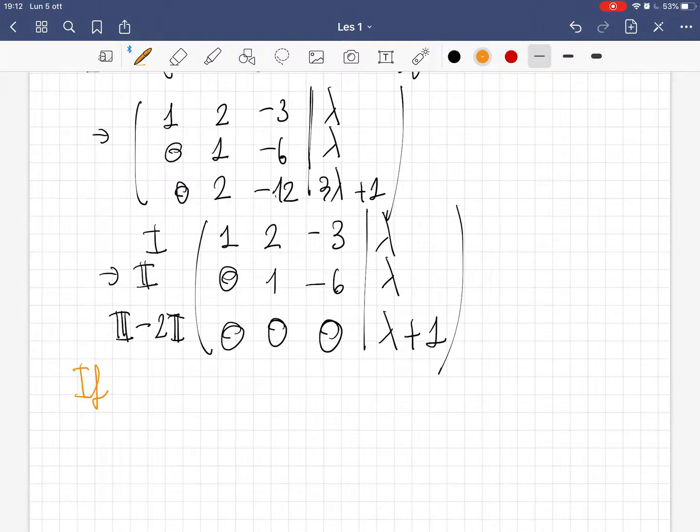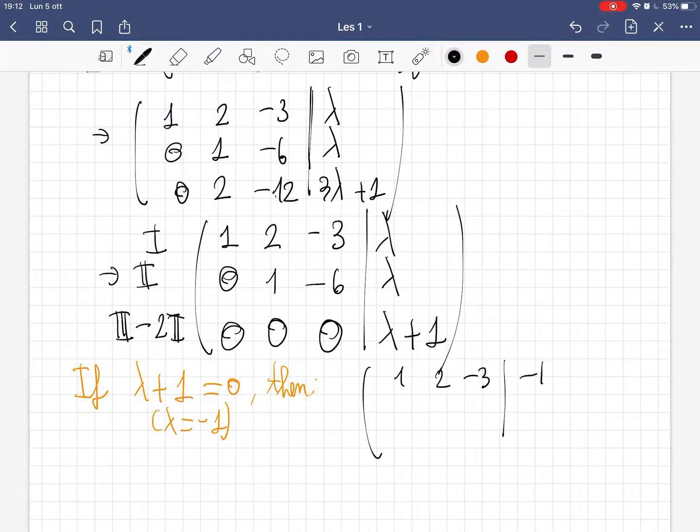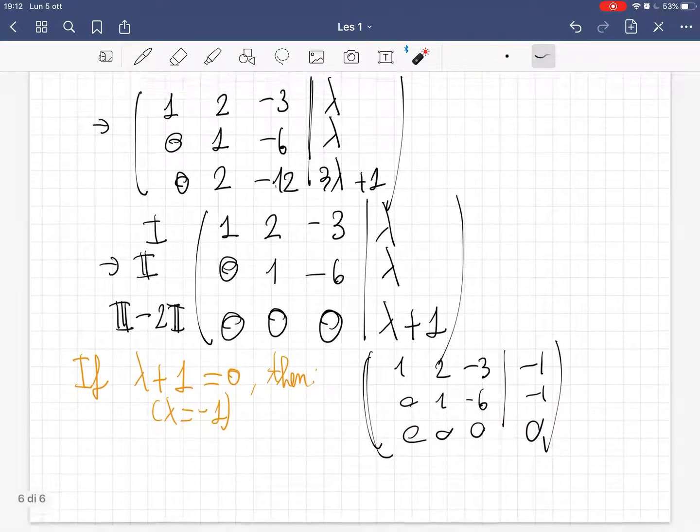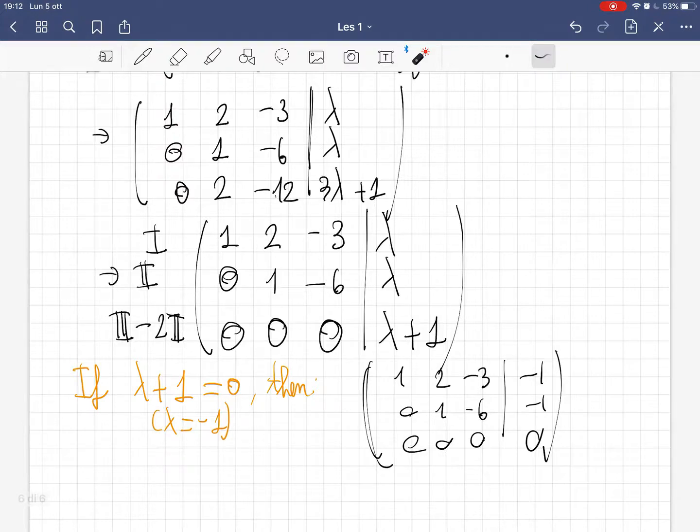So if lambda plus 1 is equal to 0, this means lambda equals minus 1, by the way. Then you get something like this. This is minus 1, and this is 0, 0, 0, 0. So this row is redundant, as in the example before. But you can go on.